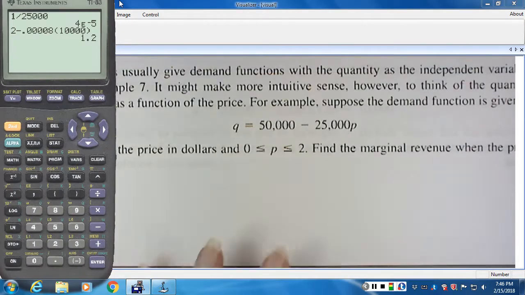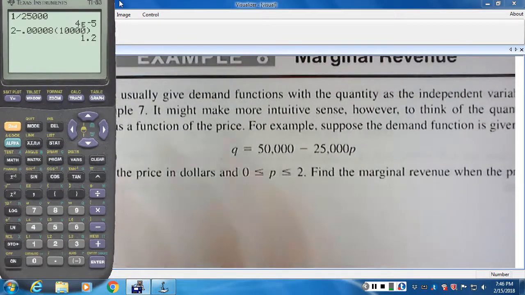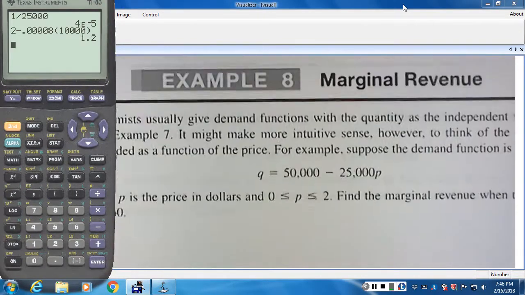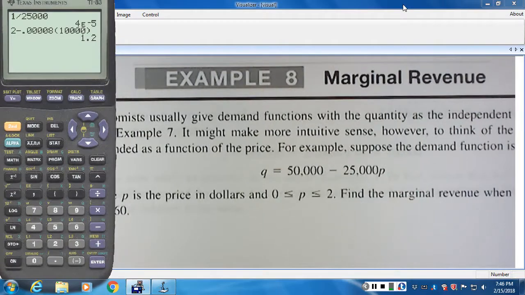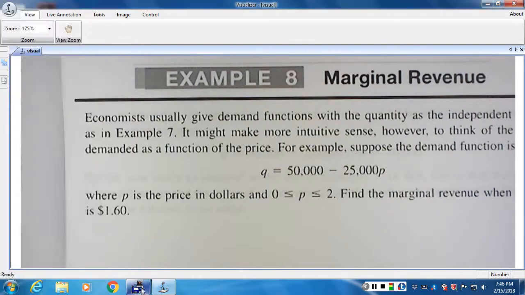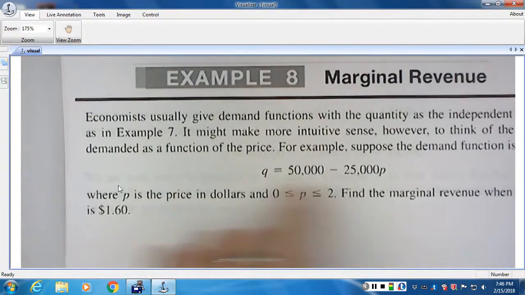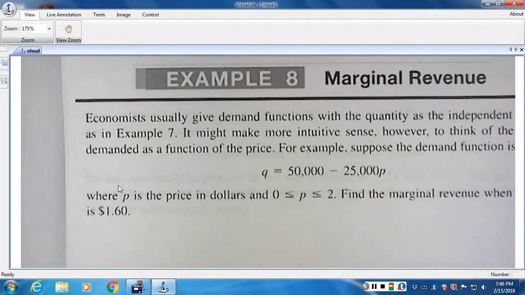Now, sometimes economists will rewrite this equation, and I'm just going to mention this. This is not something that's really that big a deal. But sometimes they do rewrite that equation, and they give the quantity in terms of the price. And that's because they are very much interrelated. Your quantity is a function of the price that's charged.